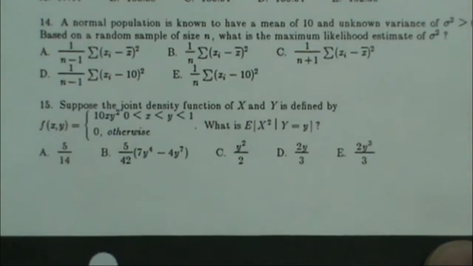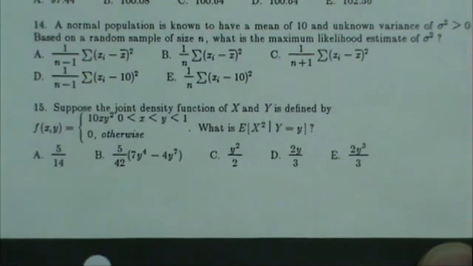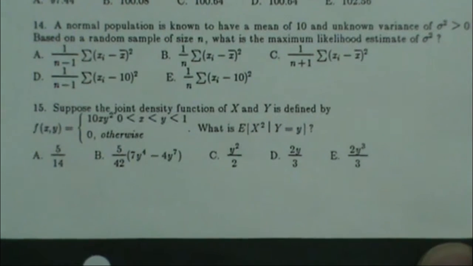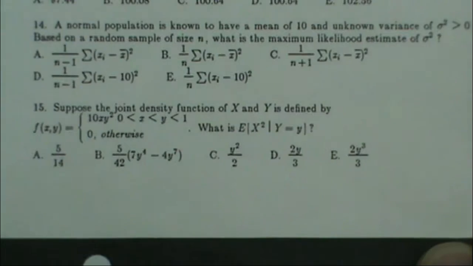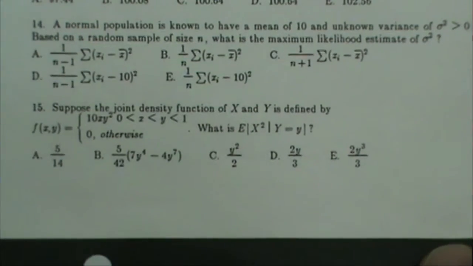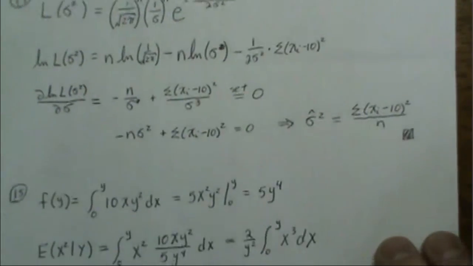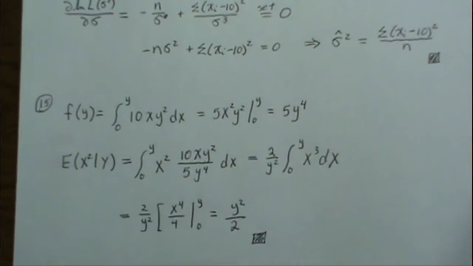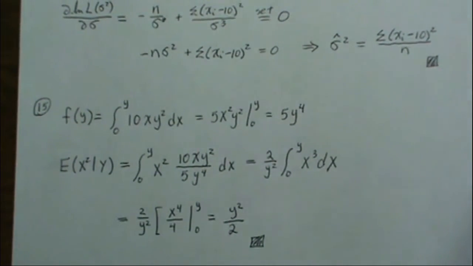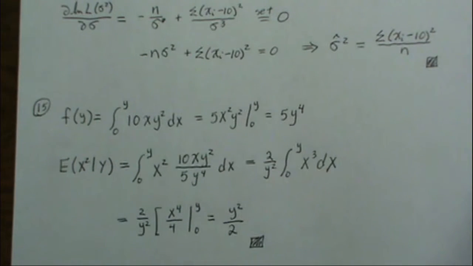Number 15. Suppose the joint density function of x and y is defined by f of x, y equal to 10 times x times y squared, where x is between 0 and y, and y is between x and 1. What is the expected value of x squared given y is equal to little y? So number 15, we're asked to find the expected value of x squared given y.